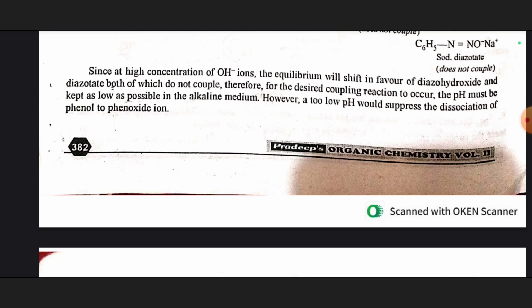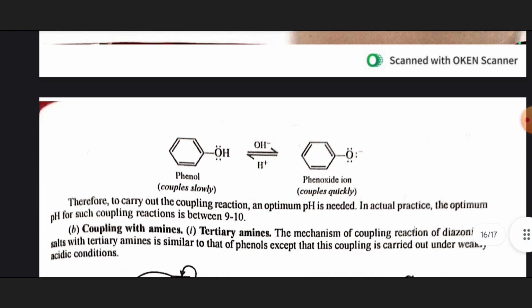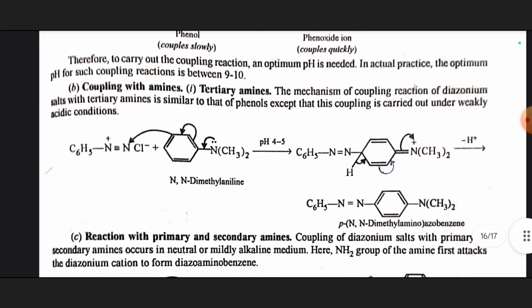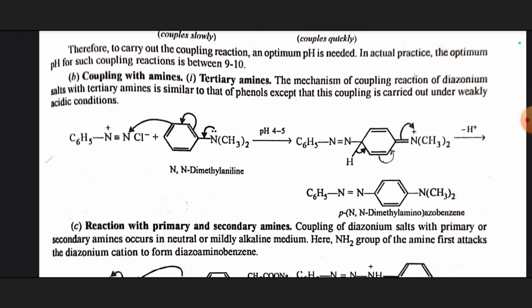Therefore, for the desired coupling reaction to occur, the pH must be kept as low as possible in the alkaline medium. However, a too low pH would suppress the dissociation of phenol to phenoxide ion. Therefore, to carry out the coupling reaction, an optimum pH is needed. In actual practice, the optimum pH for such coupling reaction is between 9 to 10. B. Coupling with amines, that is tertiary amines. The mechanism of coupling reaction of diazonium salt with tertiary amine is similar to that of phenol, except that this coupling is carried out under weakly acidic condition.